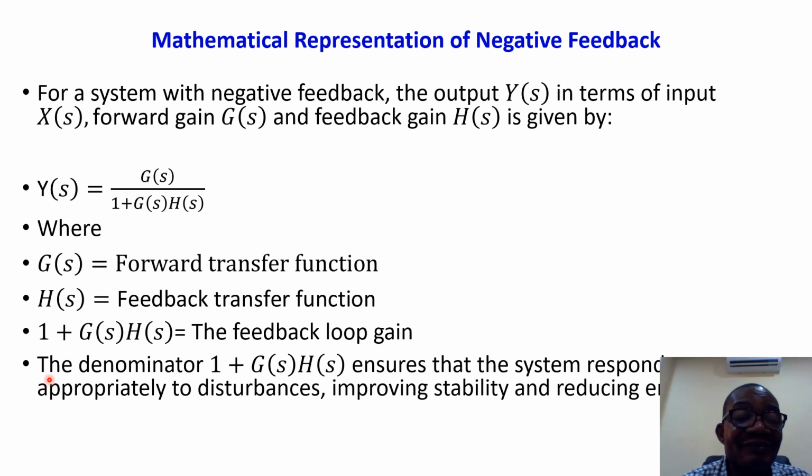So for the negative feedback, the denominator here is 1 plus G(s)H(s). So this ensures that the system responds appropriately to disturbances, improving stability and reducing errors, because you can see that now we can only add 1 to the feedback control loop. So there will not be any chance of the denominator getting to 0. And once that happens, the system stability will increase because the denominator cannot be 0 and there will not be infinity at the end of the day as output.